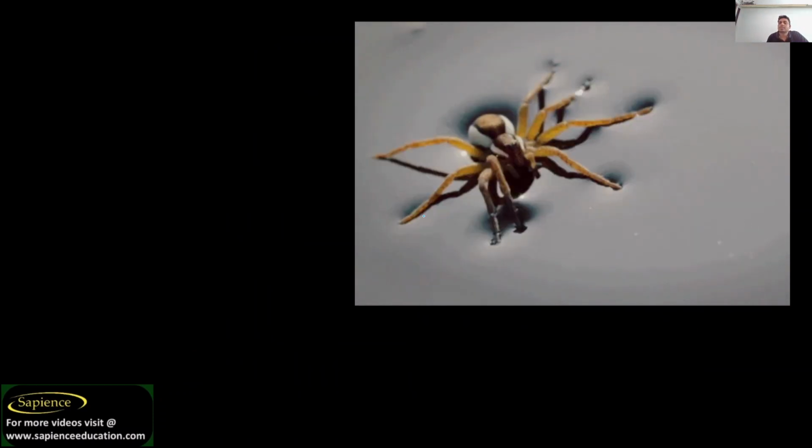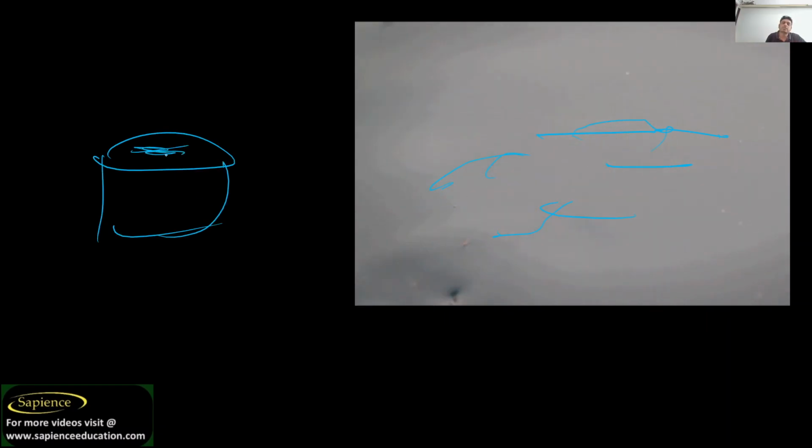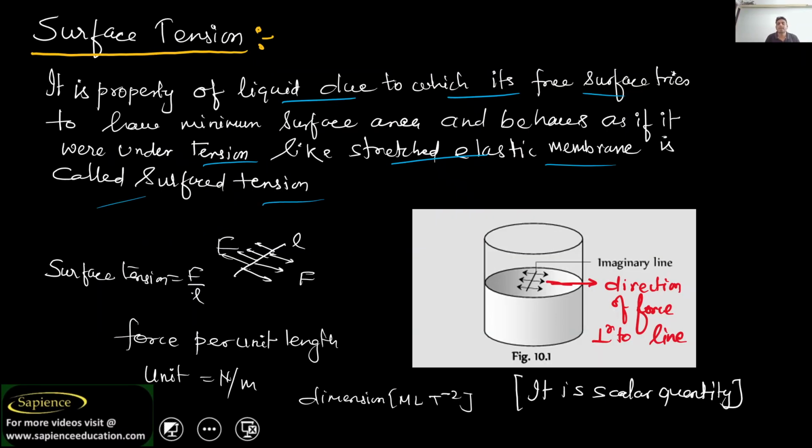See here. This spider is walking on the water or any liquid surface. See how the liquid surface appears to be like a stretchable body. So it means that there is a tension. When it comes up, it makes it plane. So there is a tension in the liquid surface. Due to tension, it behaves like an elastic body. So this is known as surface tension, and it only happens at the surface of liquid water or any type of liquid. So this is known as surface tension.